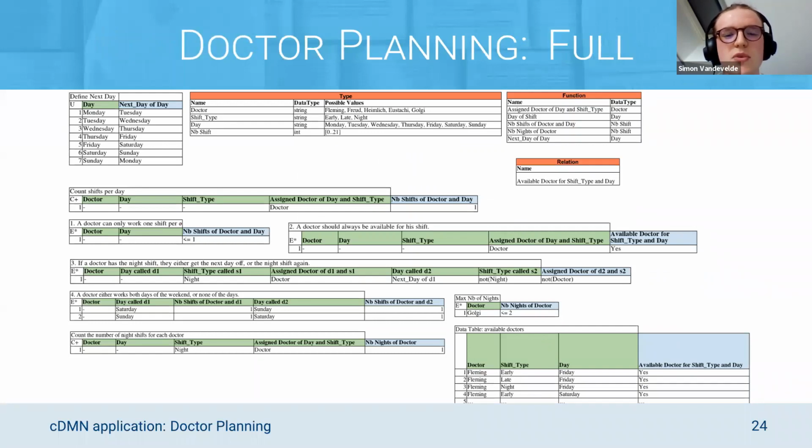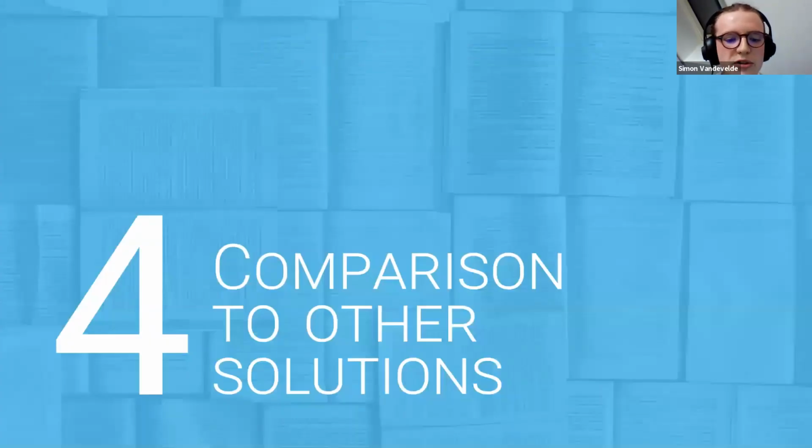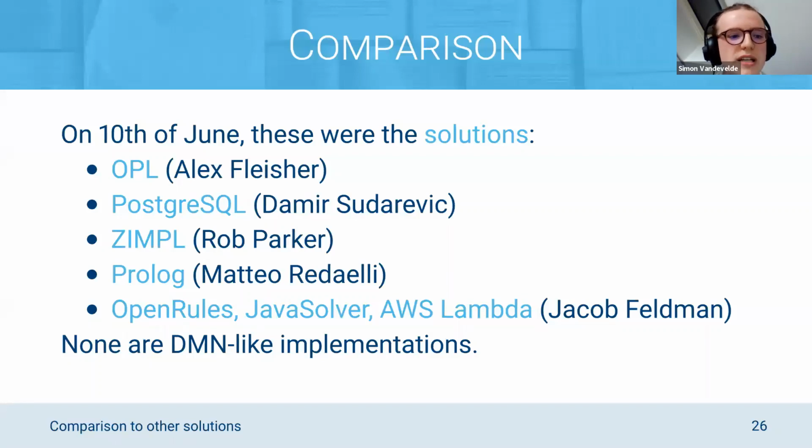So we were able to implement our doctor planning challenge in 9 decision or constraint tables and 3 glossary tables in total. And as you can see, it's a fairly small model, but yet it's able to implement a fairly difficult specification, a fairly difficult challenge. So I will now compare it to the other solutions, which were submitted to the DM community website on the 10th of June when I created these slides.